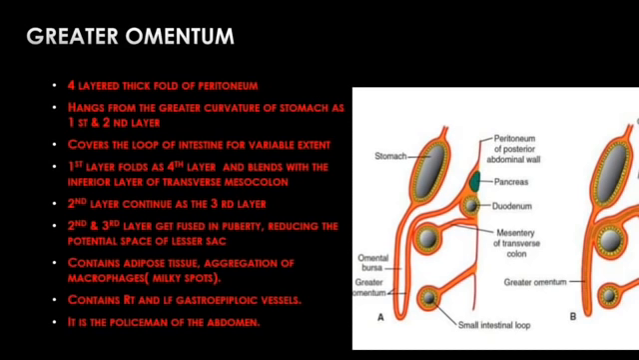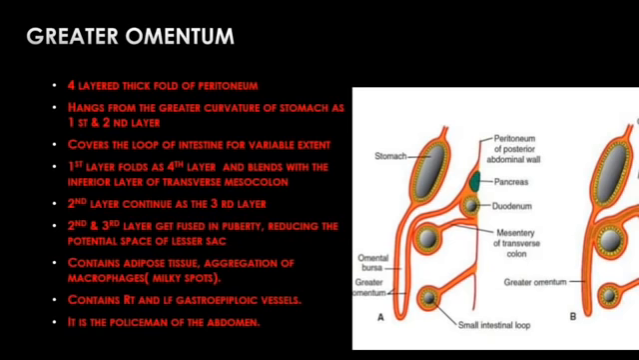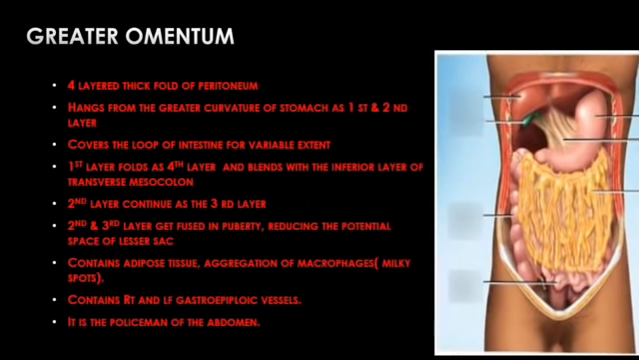But what happens in the pubertal age group, the second layer and the third layer will fuse with each other by a process called as zygosis, which we saw in the last video. The process of zygosis, through which the second and the third layer of the greater omentum will fuse with each other, and so the lesser sac will be reduced in size. So in the later ages of life or in the adult life, we have a smaller size of the lesser sac because of this fusion.